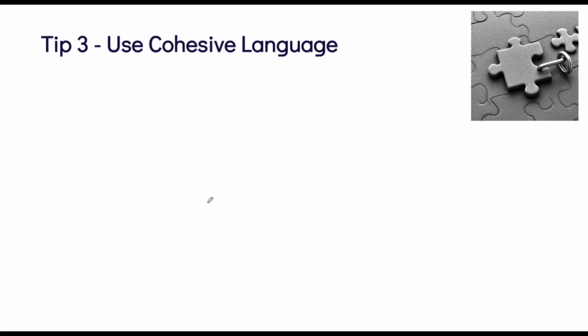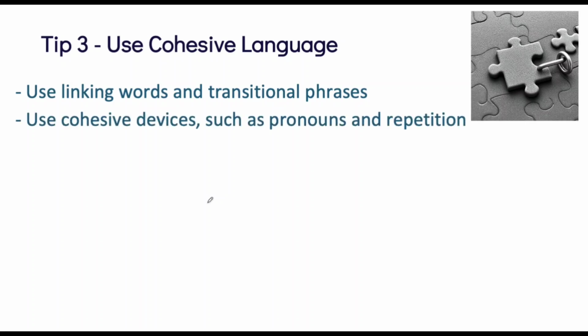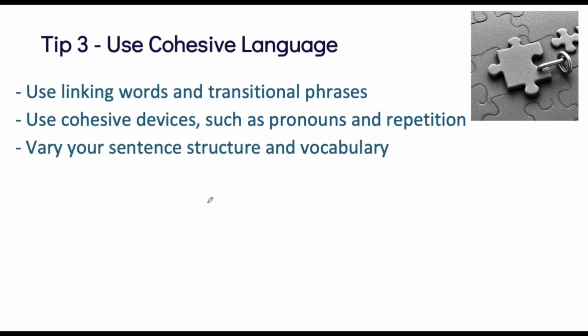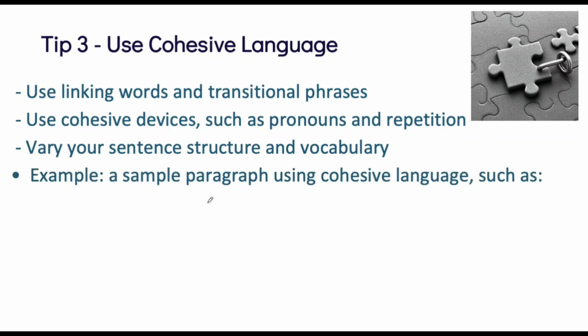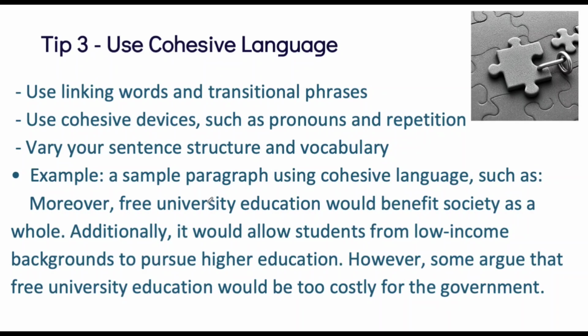Tip number 3. Use cohesive language. Use linking words, transitional phrases, and cohesive devices to connect your ideas and paragraphs, like pronouns, repetition, and you should also be varying your sentence structure and vocabulary. For example, let's say you're writing about the benefits of free university education. You could use linking words like moreover, additionally, and however to connect your ideas.